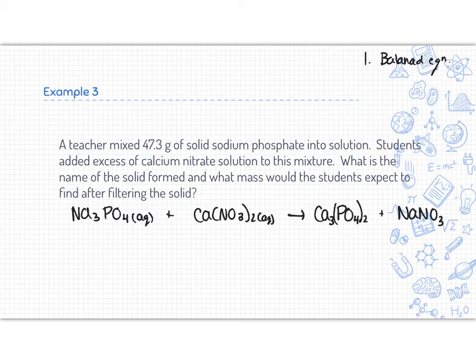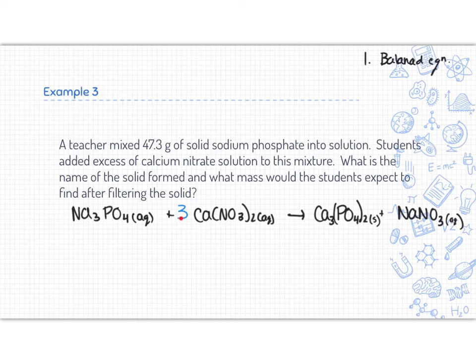To find out who's the solid, I'm going to use the solubility table on the back of our periodic table. You'll find that this is insoluble and this is soluble. This is just an equation. It's not yet balanced. So I'm going to start with calciums. There are 3 calciums in my products and only 1 in my reactants currently. So I'm going to add a 3 here.